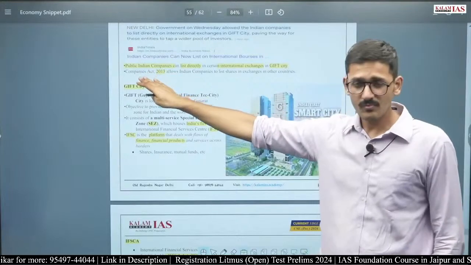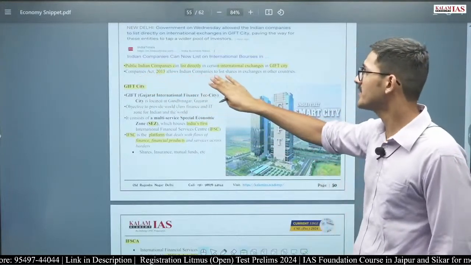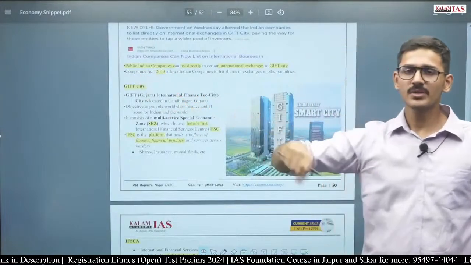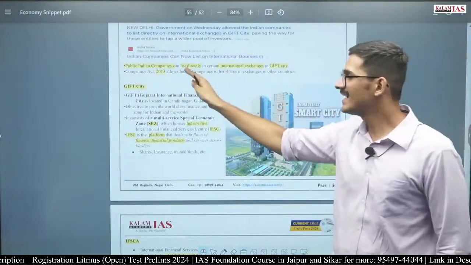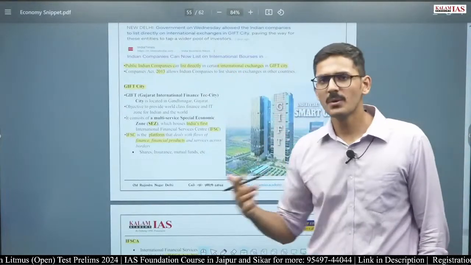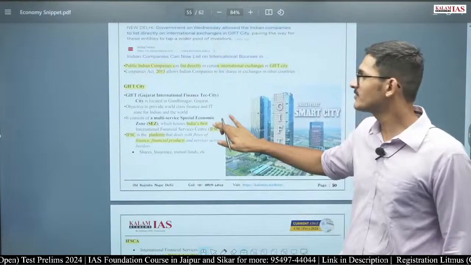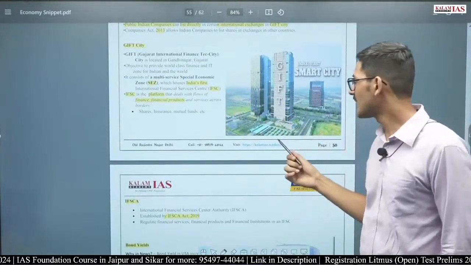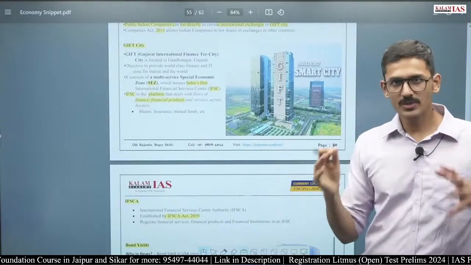So after the amendment of the Companies Act, the Ministry of Finance has notified that public Indian companies which are public limited can list directly in certain international exchanges in GIFT City. So अब हमें पता होना चाहिए GIFT City क्या है. GIFT City is गुजरात इंटरनेशनल फाइनेंस टैक्स सिटी. ये गांधीनगर के अंदर एक सिटी है, स्पेशल इकोनॉमिक जोन है.